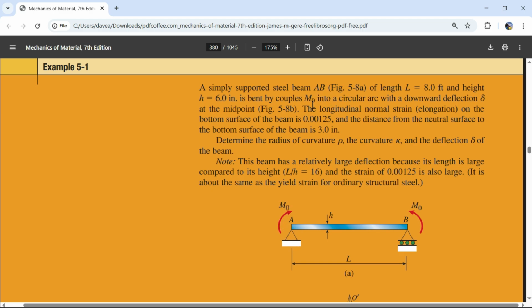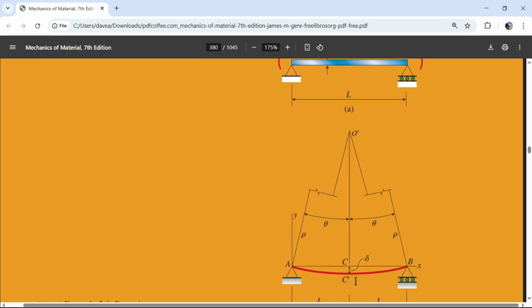All right, and that's going to cause this to be bent in a circular arc, and I mentioned that. It's a pure circle because, watch the derivation videos. So with a downward deflection, we're going to have an arc, and we're going to have a downward deflection. That's what this picture is.